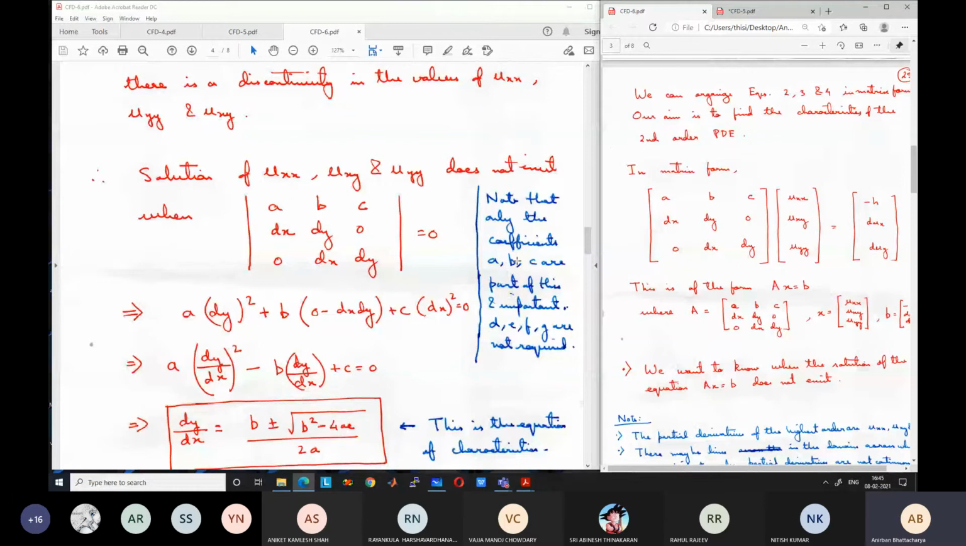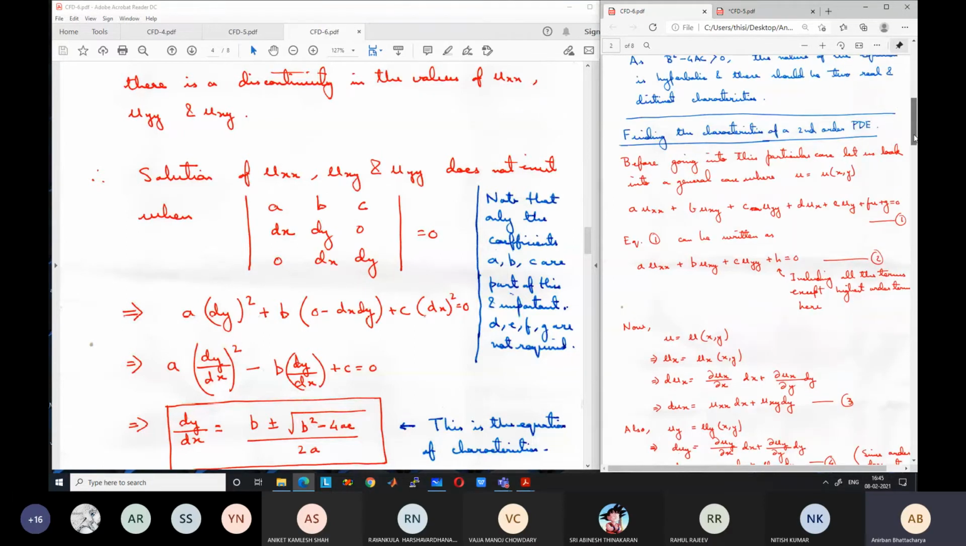One important thing that we should note here is that, for finding the characteristic, only the coefficients A, B and C have come into the picture. We had a lot of coefficients in the general equation: A, B, C, D, E, F, G. Seven coefficients were there, but none of them have come into the picture except A, B and C. So only the coefficients A, B, C are part of this and they are important. D, E, F, G are not required for finding the characteristics. So only the second order or highest order terms are important.